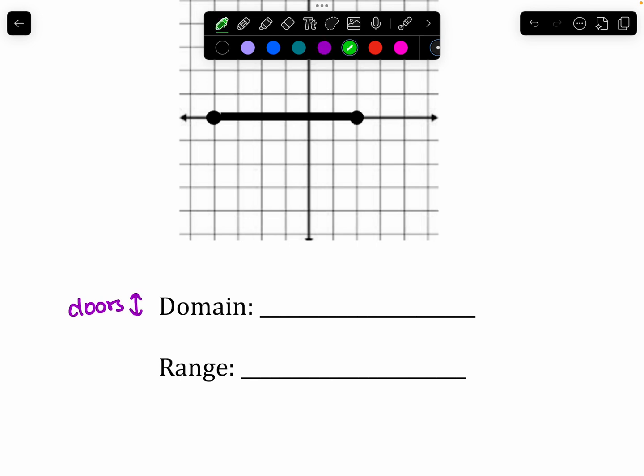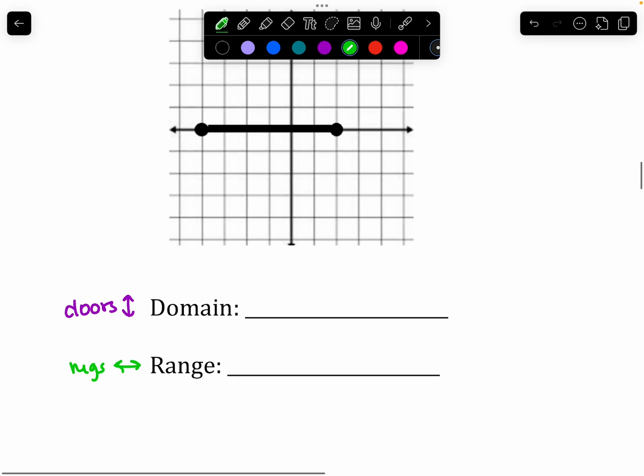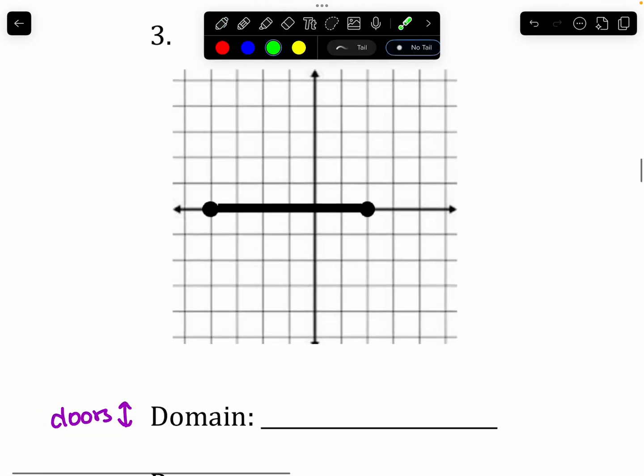I'm going to stop writing this eventually, but these are our doors. Our doors are vertical. These are our rugs. Our rugs are horizontal. Got the hiccups.